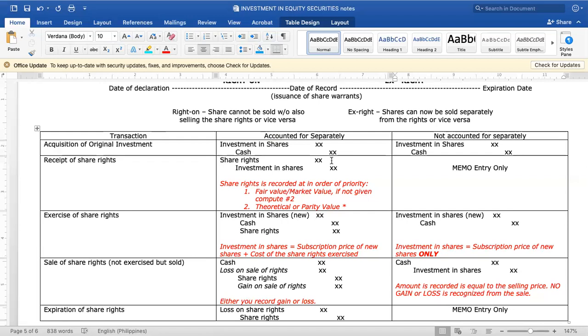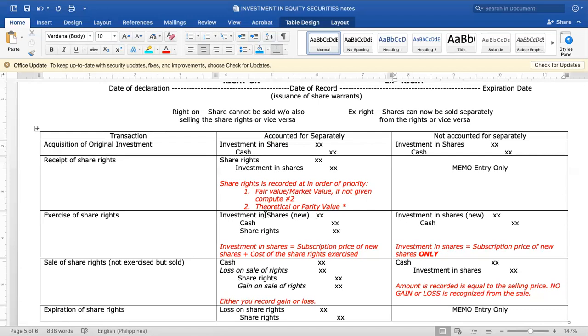How do we measure or record the share rights? What amount do we record here? Share rights is recorded in order of priority. The first priority is fair value or market value, so share rights is measured at fair value or market value. If the fair value or market value of the share rights is not given, we proceed with number 2, which is to compute the theoretical or parity value of the share rights.